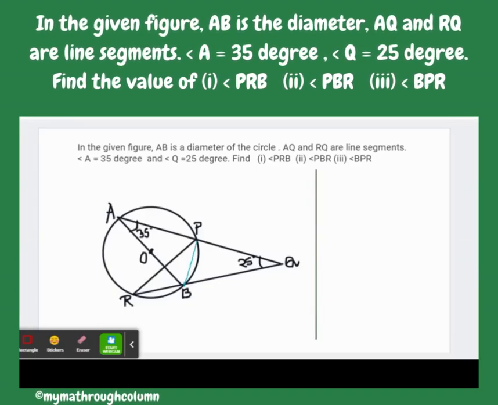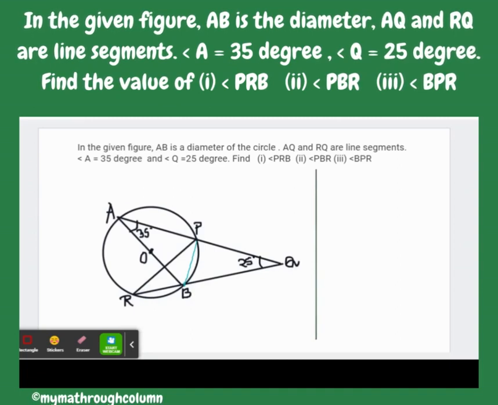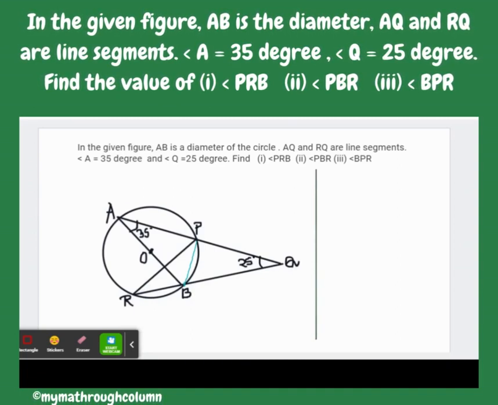Hello, children. Today we are going to solve another sum based on the properties of circle. Let us see here in this question there is a figure, a circle with a diameter AB. AQ and RQ are line segments. In fact, AQ is the chord AP produced to Q and RQ is the chord RB produced to Q. Angle A is 35 degree and angle Q is 25 degree.